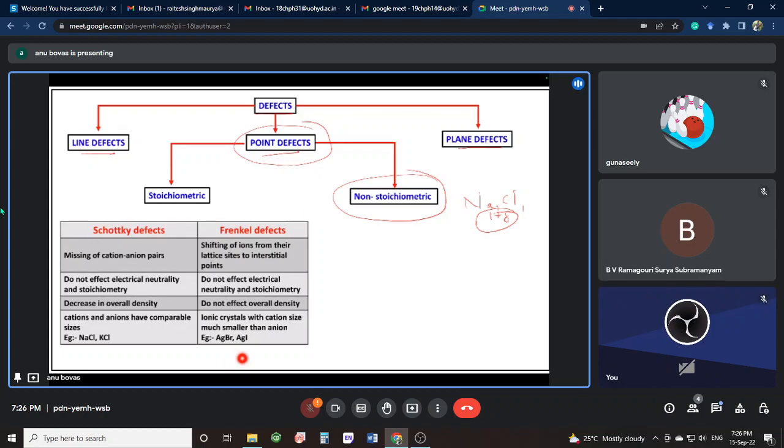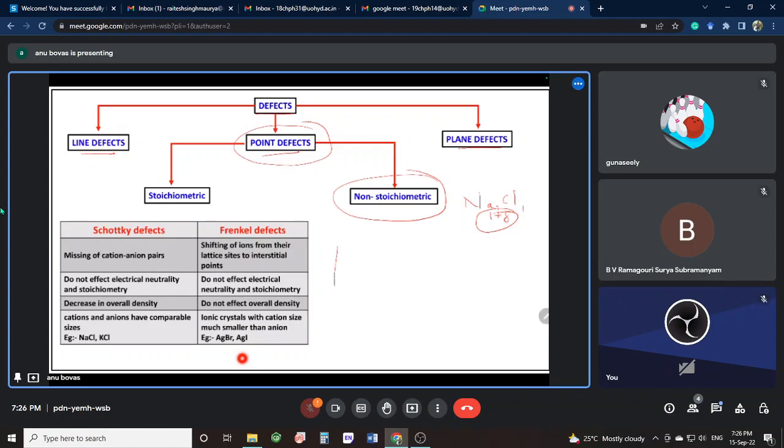So knowing about these two defects is very important. Stoichiometric defects are of two types, Schottky and Frenkel. In Schottky, there is a missing of cation-anion pairs, whereas in Frenkel defects, there is a shift of an ion from its lattice space to interstitial points.